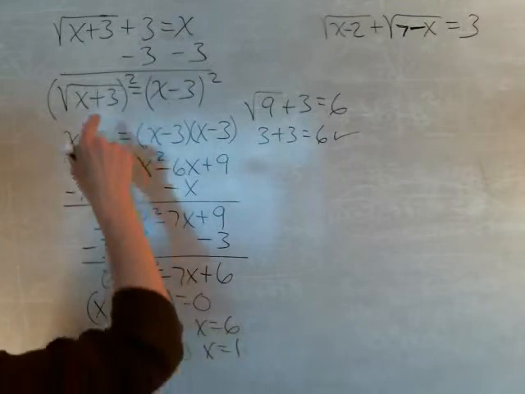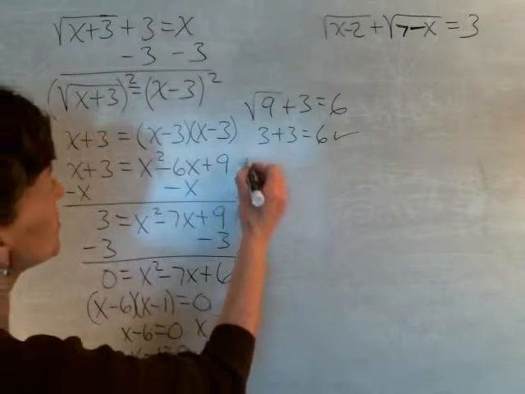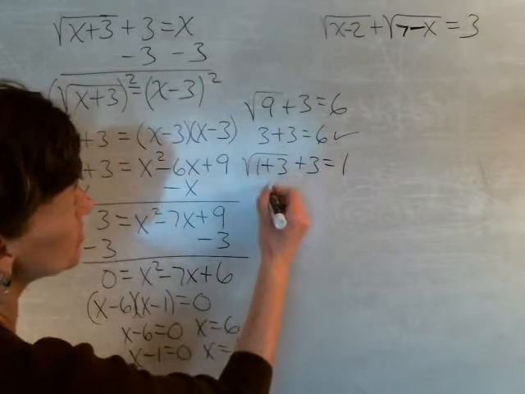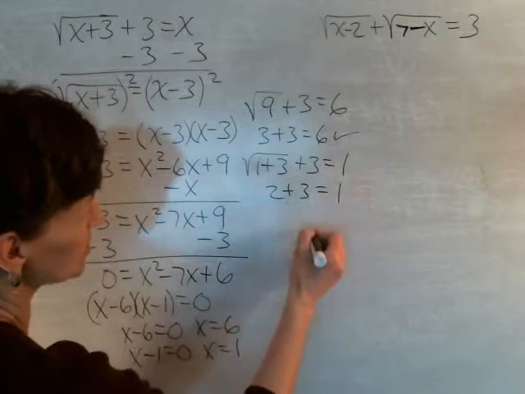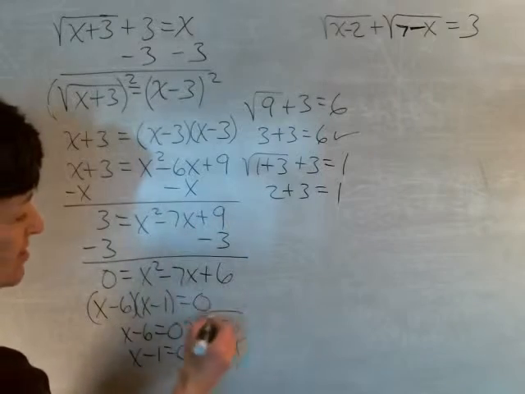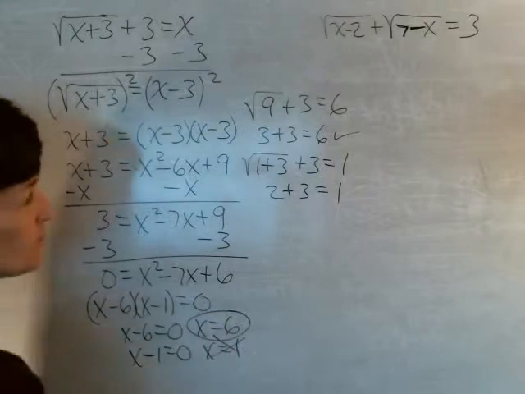That works. All right, when we put 1 in, then we get the square root of 1 plus 3 equals 1. Well, 2 plus 3 does not equal 1. And so 1 does not work. So 6 is really the only answer here.